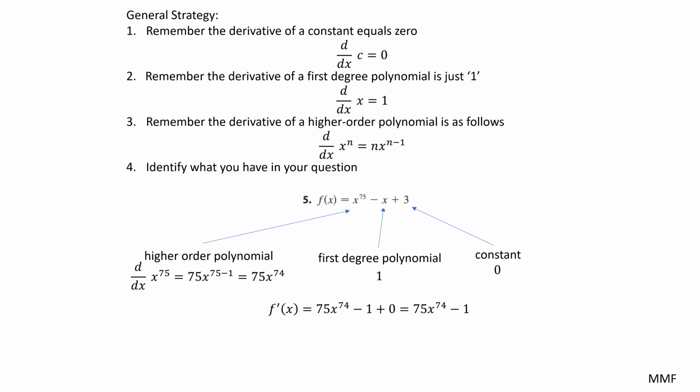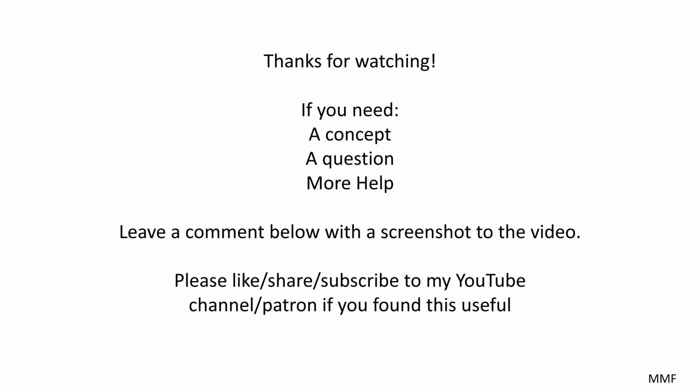So putting that all together, we have 75x to the 74th power minus 1 plus 0. The 0 just drops off, so you just have 75x to the 74 minus 1. And that's it. That's how we solve that problem.